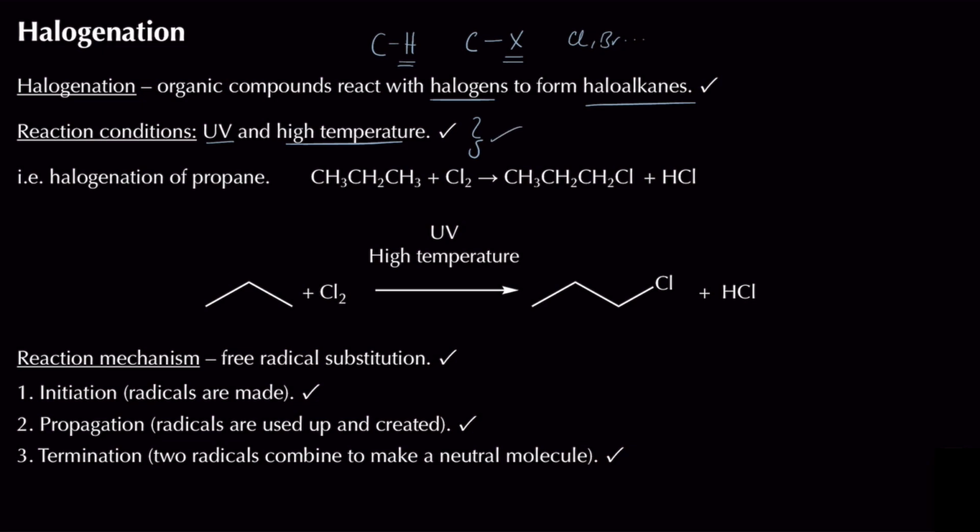We need to think about this example over here. We've got the halogenation of propane, where we take a molecule of propane, which looks like this in structural formula, and react it with something like chlorine, and we end up forming, in this case, 1-chloropropane and a byproduct, which is going to be HCl.